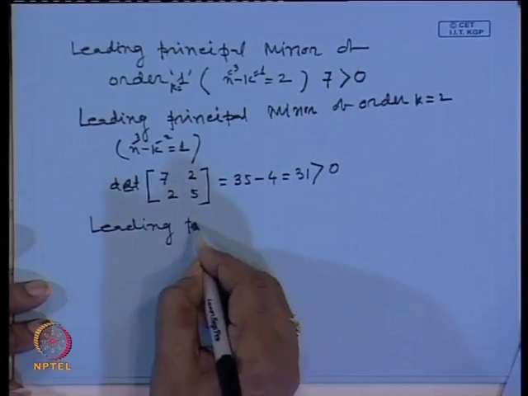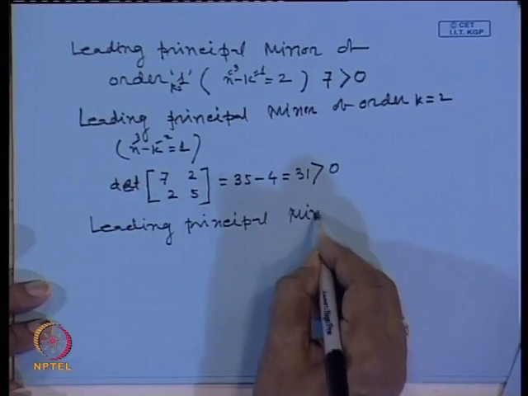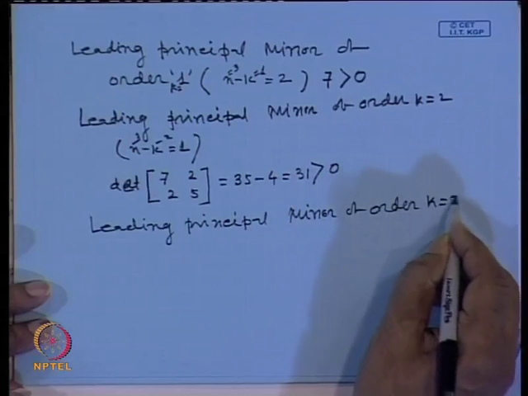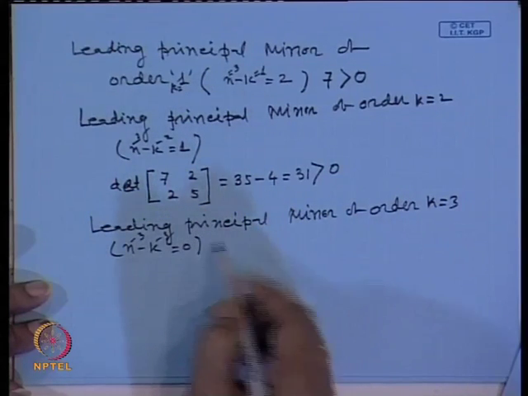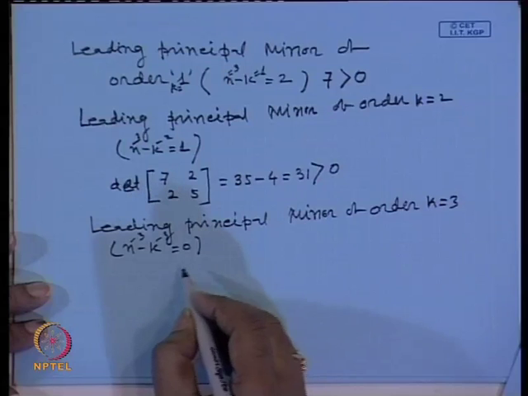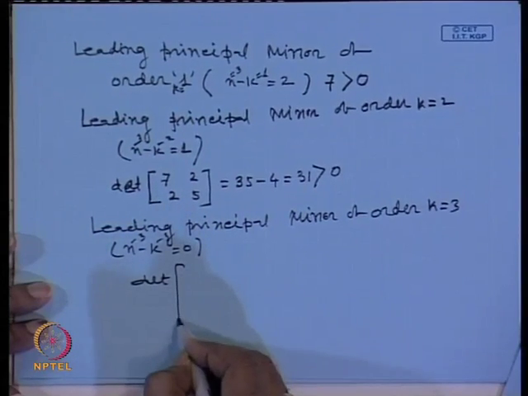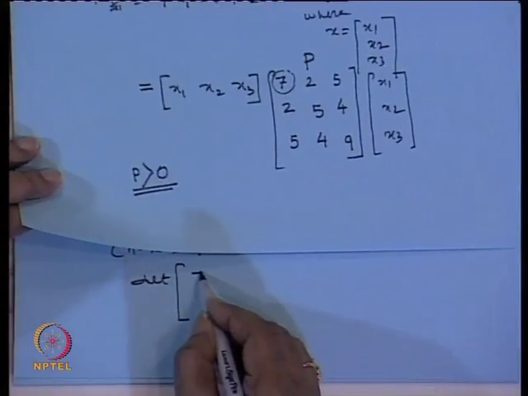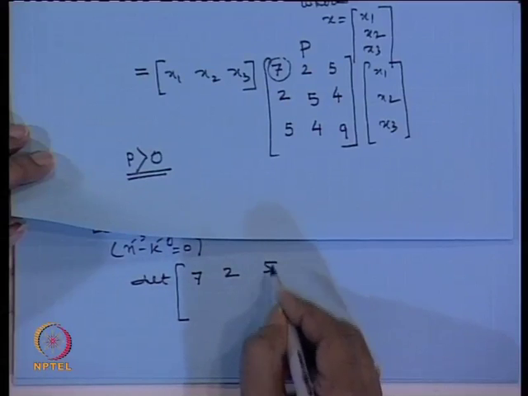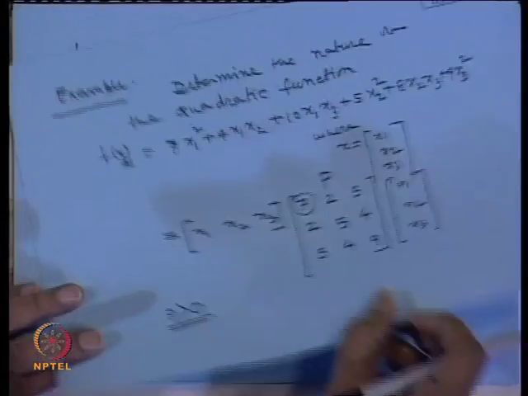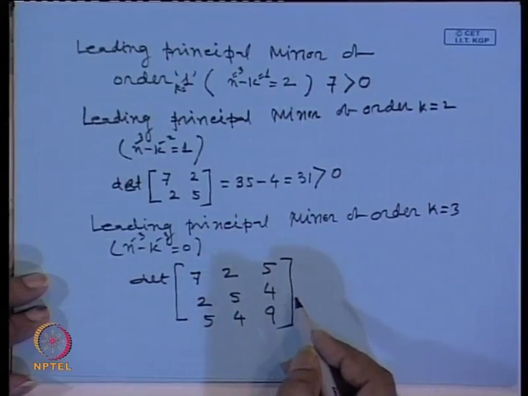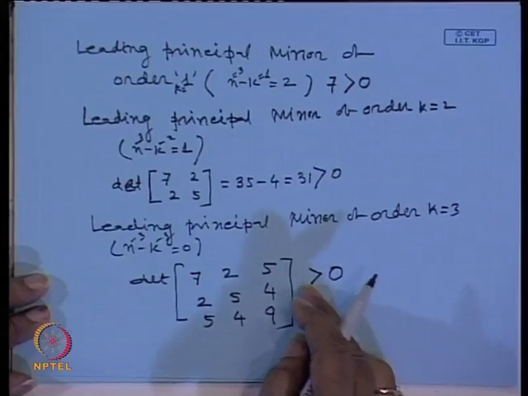And last, because the order is n, I have to consider up to the nth order minor. Agree? The leading principal minor of order k equal to 3 means n minus k, with n equal to 3 and k equal to 3, is 0. No rows and no columns have to be deleted, so you take the full matrix P as given. You have to find the determinant of that matrix: 7, 2, 5, 2, 5, 4, 5, 4, 9. If you find this determinant, you will see the value is greater than 0.